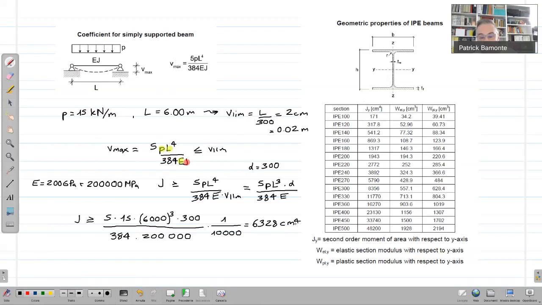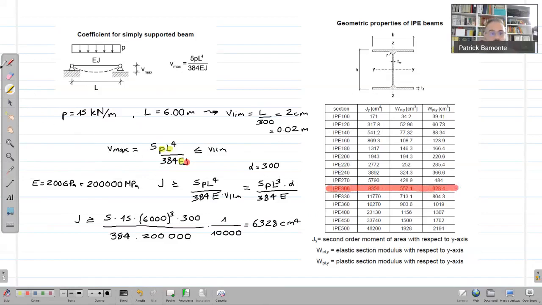This is the minimum, but we are obliged to stick to the table, which gave you the second order moment of area for commercially available IPE profiles. Clearly, this is the minimum, so all the profiles which have a second order moment of area which is smaller than this one are not okay. You have to pick the first that has a second order moment of area which is larger than this one, and you can see it's IPE 300.